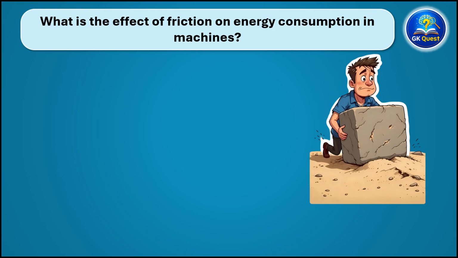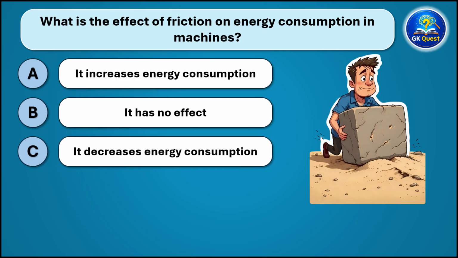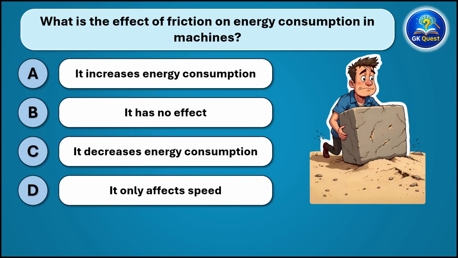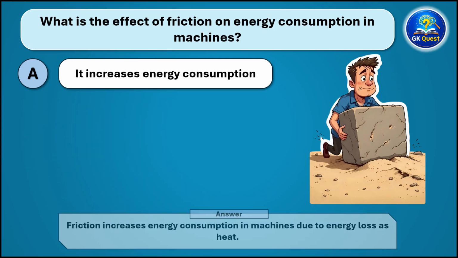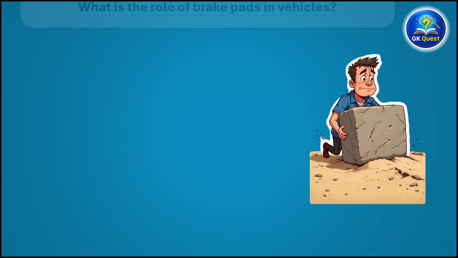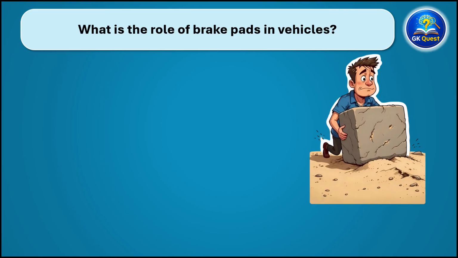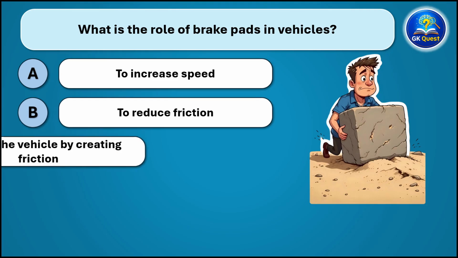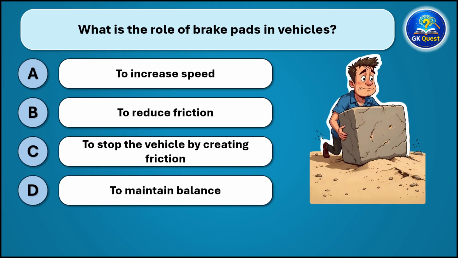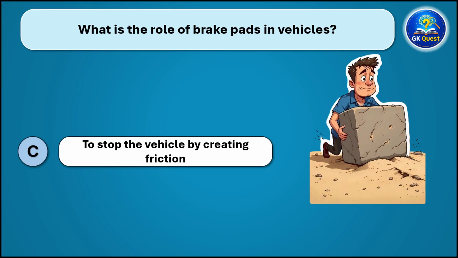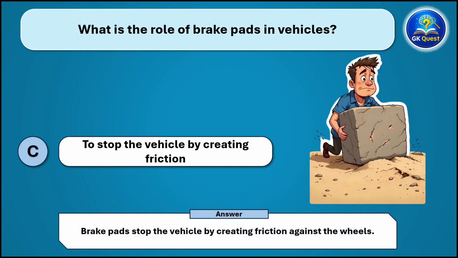What is the effect of friction on energy consumption in machines? And the correct answer is friction increases energy consumption in machines due to energy loss as heat. What is the role of brake pads in vehicles? And the correct answer is brake pads stop the vehicle by creating friction against the wheels.